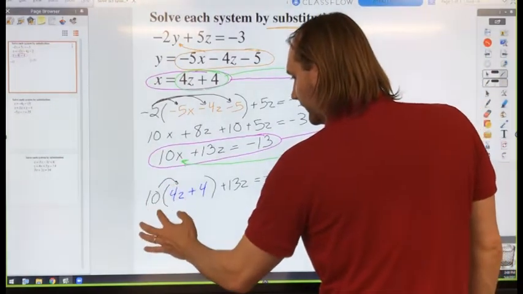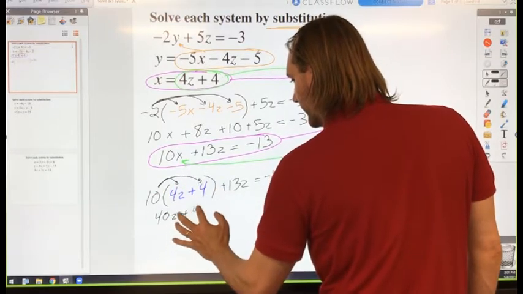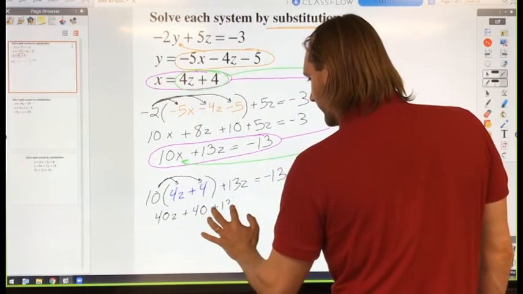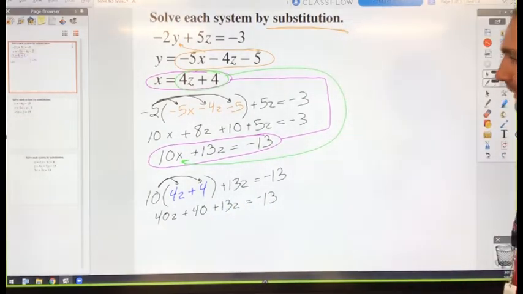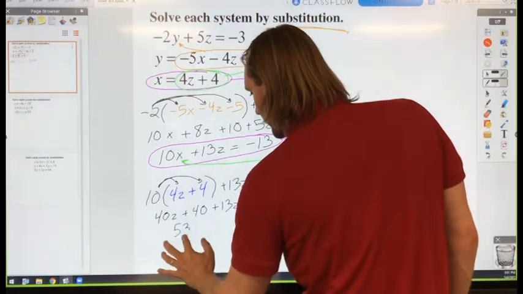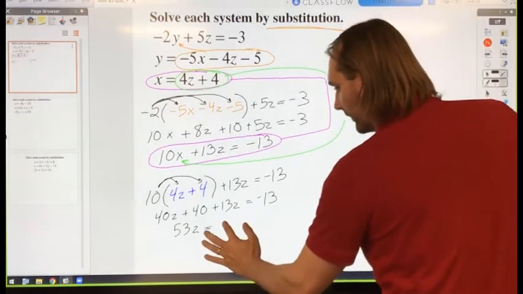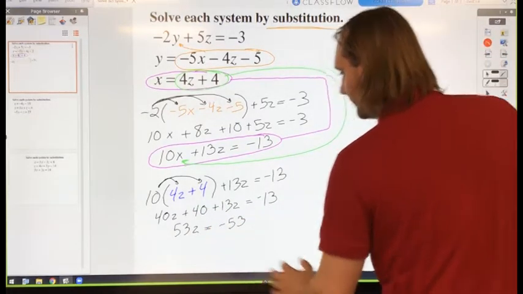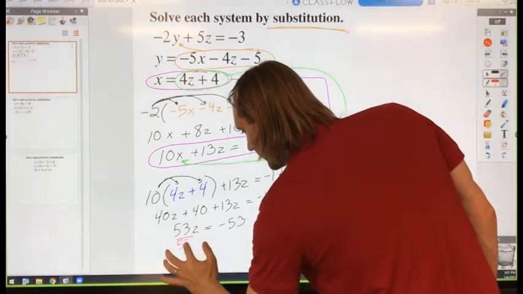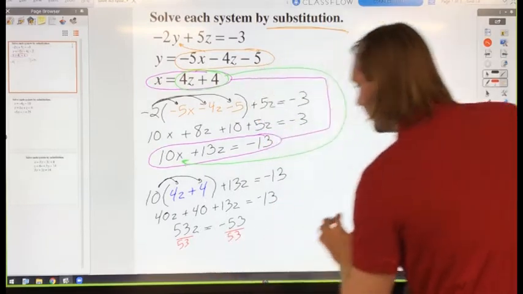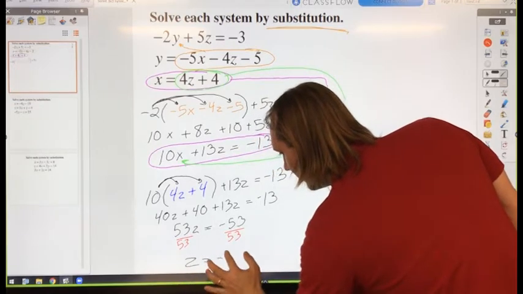So let's solve for this z. Let's substitute here, that's 40z plus 40 plus 13z equals negative 13. Combining like terms, 53z. I'm going to go ahead and move this plus 40 over, so subtract 40. That's going to give me negative 53, which requires just one more step. Divide by 53, and z equals negative 1.